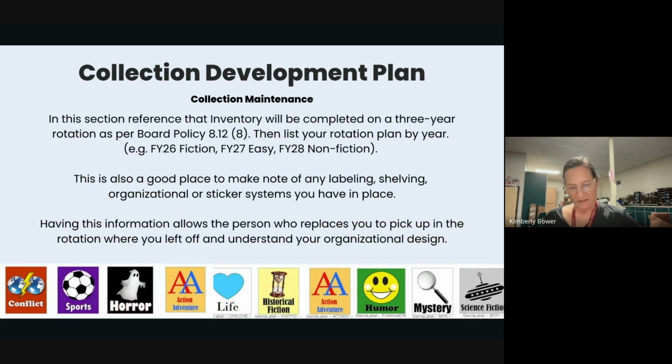Collection maintenance. In this section, we're going to make sure that we spell out very clearly what your 3-year rotation is for inventory. The entire collection has to be inventoried every 3 years. So you're free to do a third or more each year.